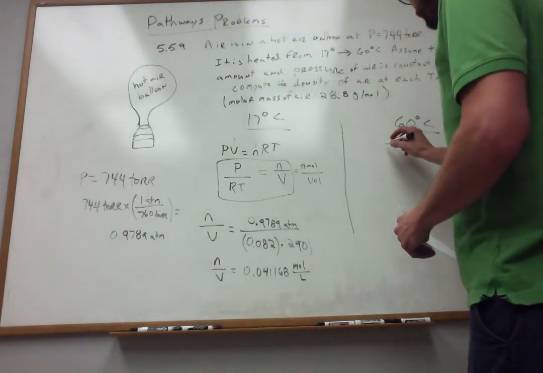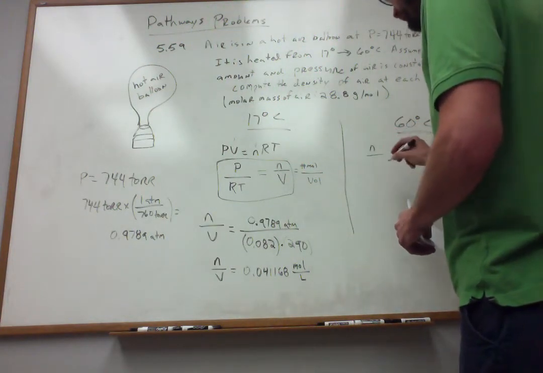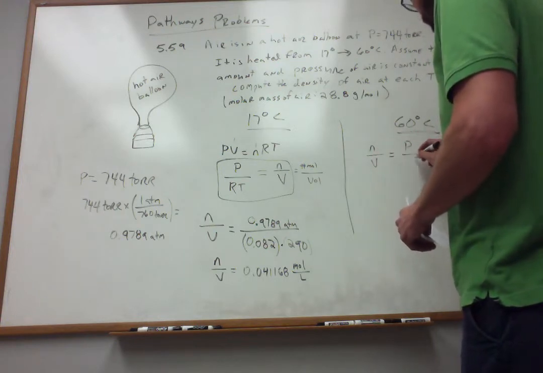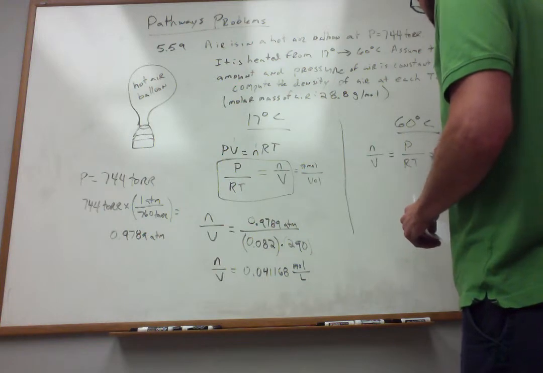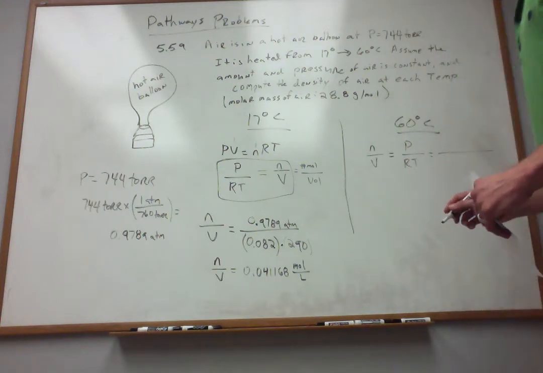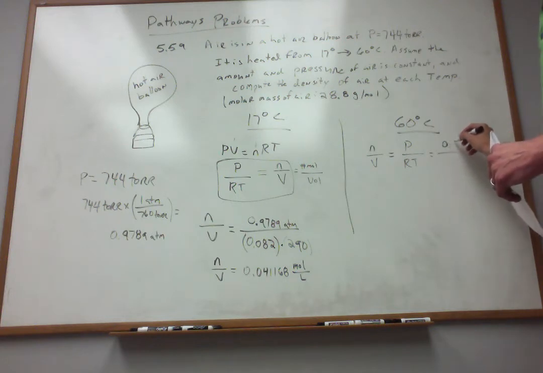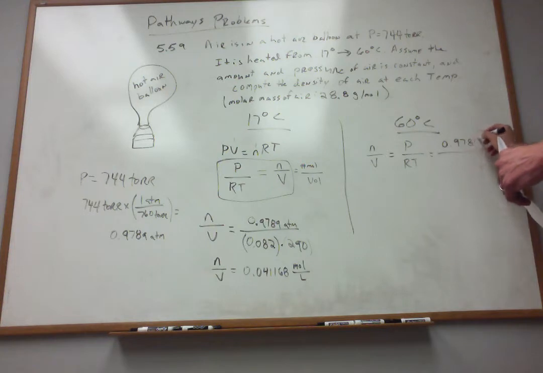Now likewise, I come over to the right side, repeat the same calculation with a higher temperature. I was told in the problem that the pressure is to be assumed to remain constant. In both cases, the pressure is the same, 0.9789 atm. So that hasn't changed.